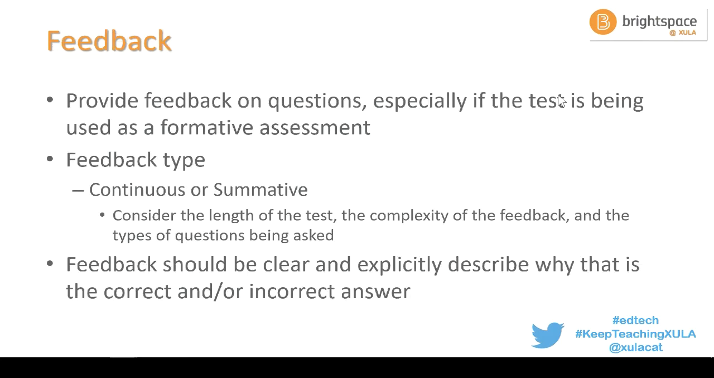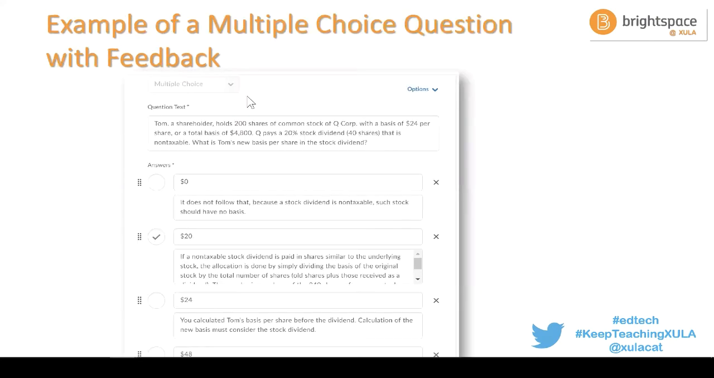And then feedback. You want to provide feedback on the questions, especially if you're using this test as a formative assessment. The type of feedback would be continuous or summative, but it really depends on the length of the test, the complexity of the feedback, and the types of questions that are being asked. If you're providing feedback, it should be clear and should describe why an answer is correct or why an answer is incorrect. So for example, if you look at this example of this multiple choice question here, for the different answers, it's indicated here why this one is incorrect and then why this is correct.